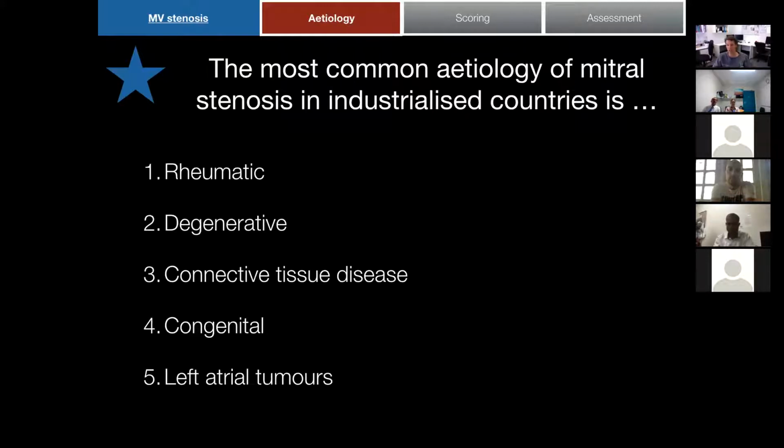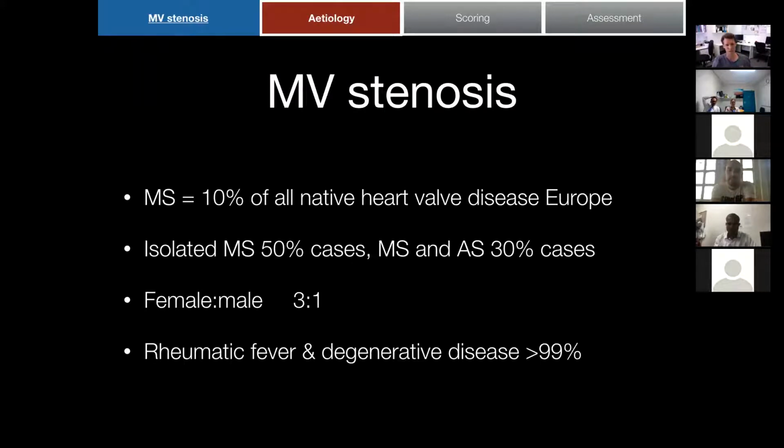Left atrial tumors, myxomas, they can certainly cause stenosis. And if I get a case, I'll immediately show it to you because it's super rare, obviously. So yeah, that's great. Rheumatic fever is the most common cause. And as I said, about 2/3 of patients with rheumatic fever have some form of mitral stenosis.